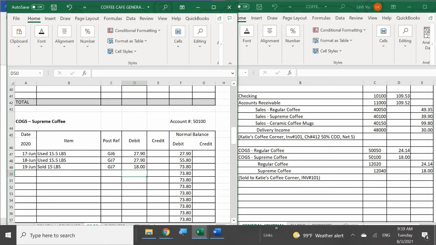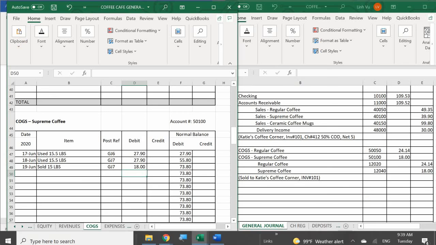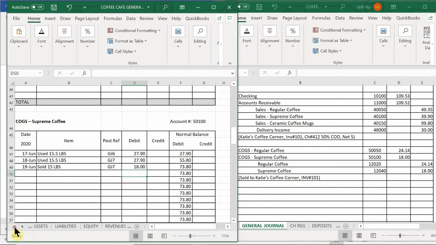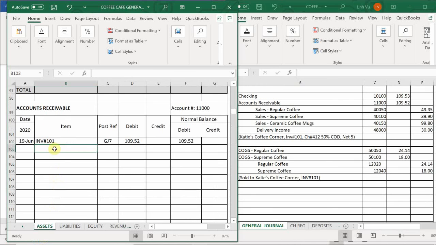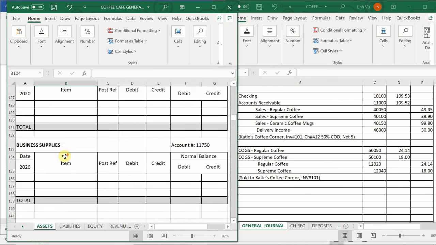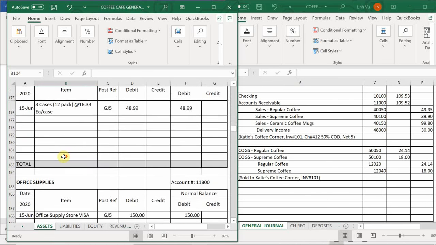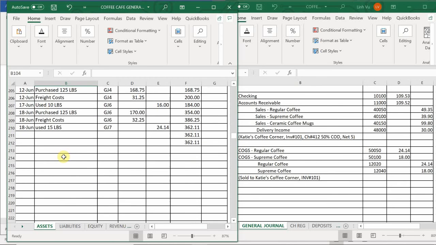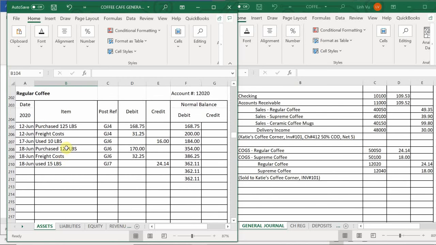All right, what's next? Or which account is next? Our regular coffee. Right, we need to update our inventory by taking it out from our regular coffee and our Supreme coffee. So here we are, regular coffee.